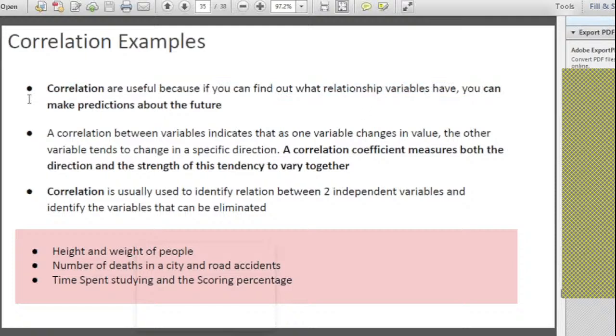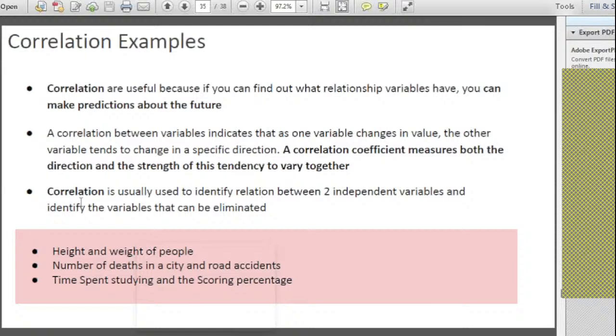Relationships between variables let you make predictions about the future. A correlation between variables indicates that as one variable changes in value, the other variable tends to change in a specific direction. The correlation coefficient measures both the direction and the strength. We have seen direction is measured by plus and minus, and strength is how close the correlation coefficient is to 1, 0, or -1. Right?